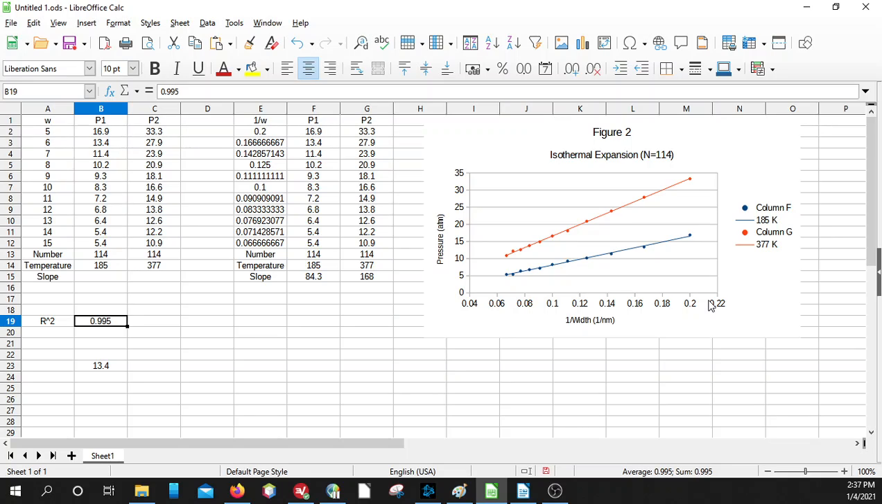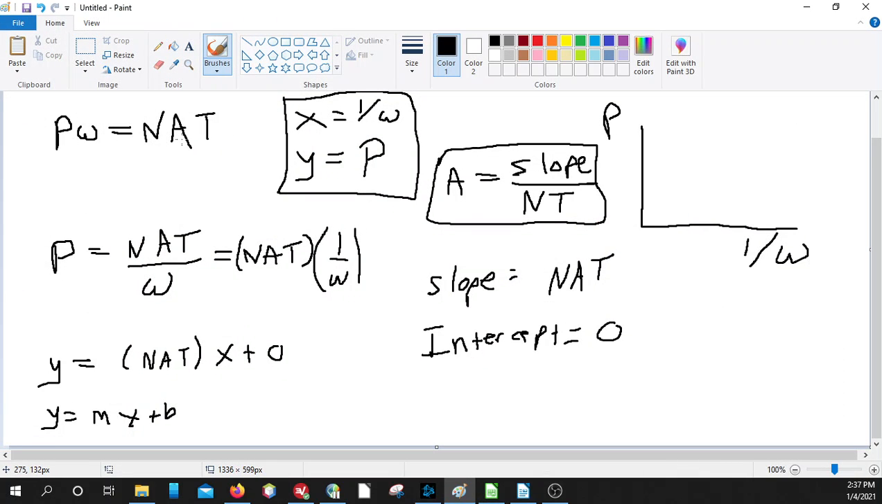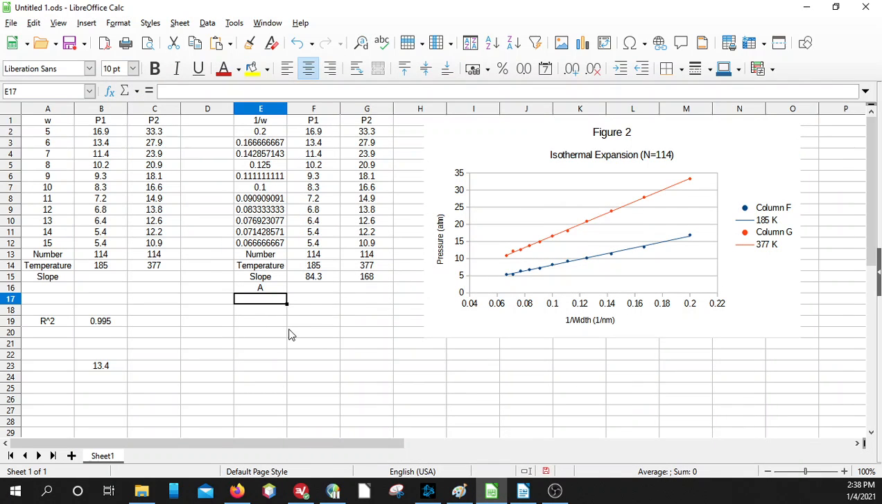So now that we have our slope, I'm going to make another column here called A, which is the constant that we're looking for. Like our graph, A is equal to the slope over NT. So let's just do this: slope divided by, and I'm going to put parentheses, N times T. This is kind of just a starting value for A. We're going to have to fix that, and I'll explain why.